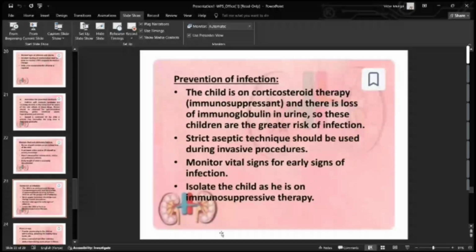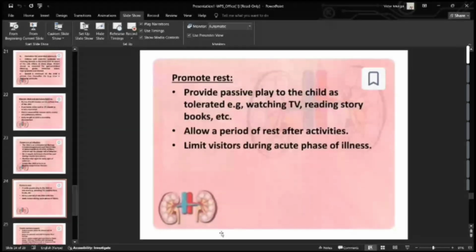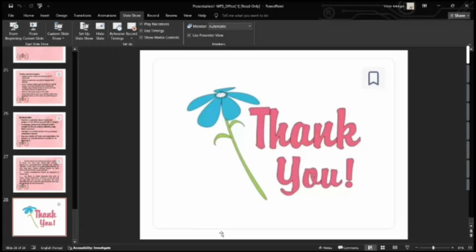And then promote rest, provide passive play to the child as tolerated, e.g. watching TV and stuff. Yeah, I'm done. Thank you.